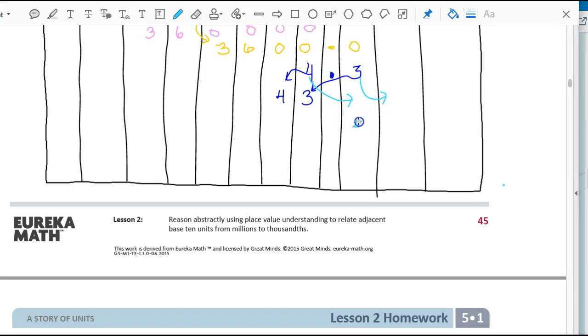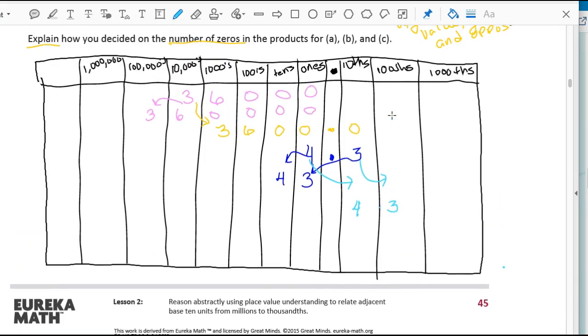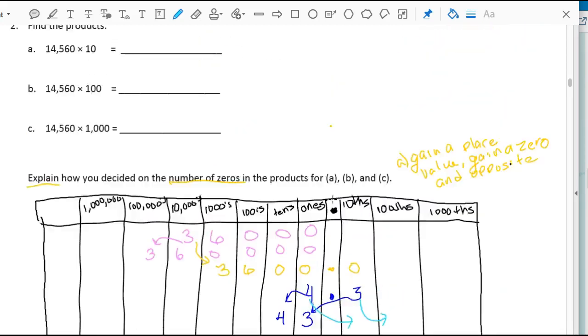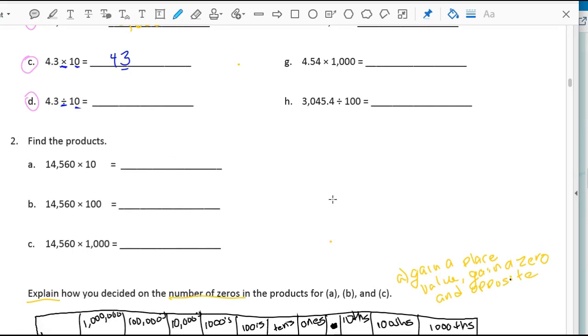So we have 43, and when we go to read it, where's the 3? It's in the hundredths place. So it's 43 hundredths, because the decimal is here. So we'll put that number right here. Decimal 4, 3, because the 3 is in the hundredths place.